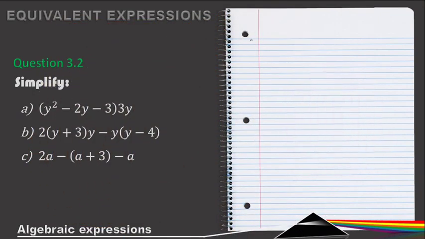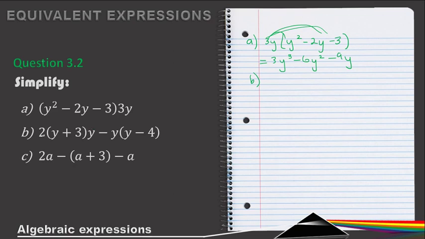Okay, so for A, now we see this one lies on this side of the bracket, so I'm going to rearrange it and say just 3y, y squared minus 2y minus 3, and then multiply it in. Then it becomes 3y cubed minus 6y squared minus 9y. And that's it.